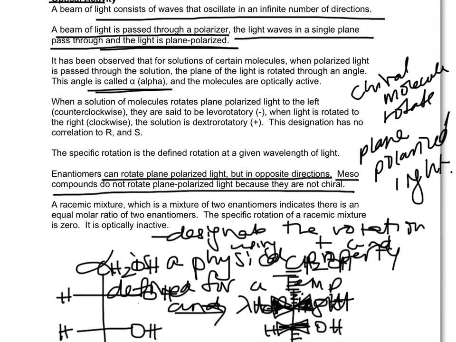I'll push the screen back up so that the writing isn't as jumbled. When you rotate plane polarized light to the left or counterclockwise, it's levorotatory, and it's minus. When you rotate light to the right, it's clockwise. The solution is dextrorotatory. This has no correlation to R and S.